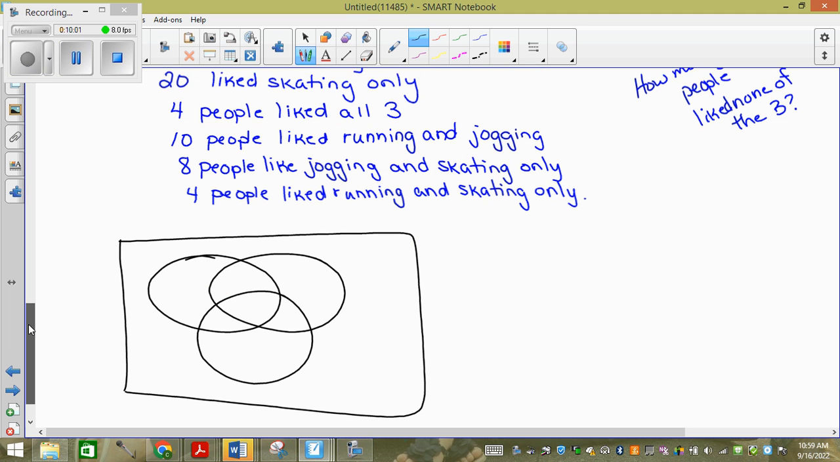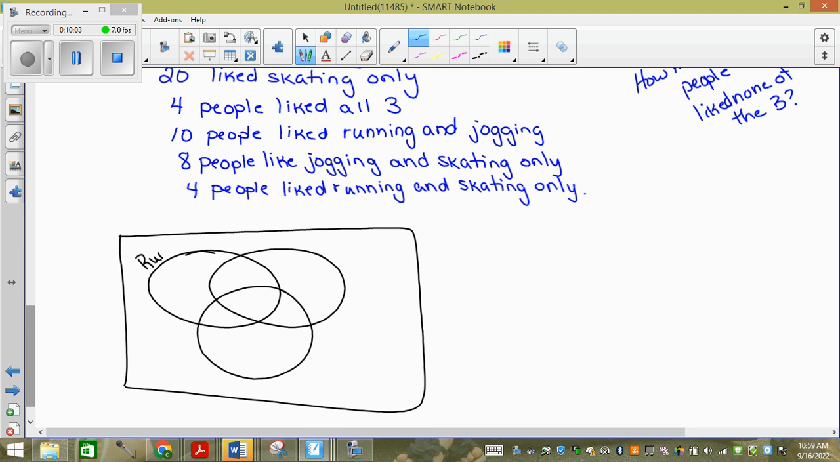And we have running, jogging, and skating. Where do we always have to start? In the middle, in the alls. So how many are in all? 4. But then after that, if there are any onlys, or even before that, you can do those right away, correct? Because onlys get just put into a spot. Hopefully the correct one. So here we have 8 people like jogging and skating only.